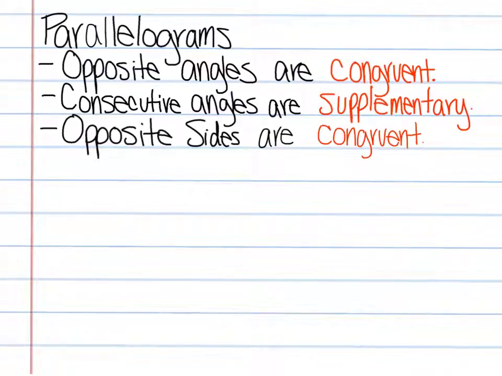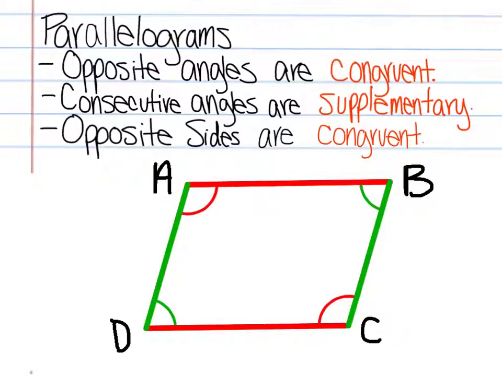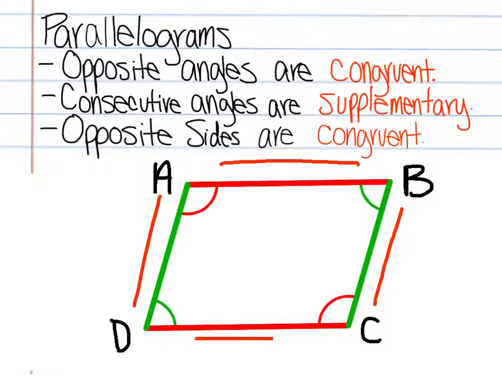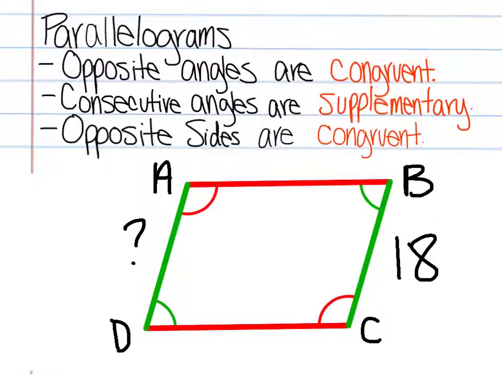Okay, for example 2. Opposite sides of a parallelogram are also congruent. That means that opposite sides are going to be equal. So side AD will be equal to side BC, and side AB will be equal to CD. So if side BC is 18, what is the measure of side AD? 18.